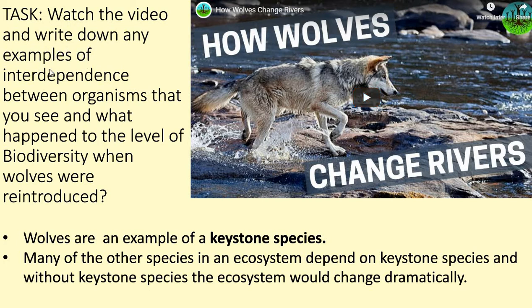So what I'd like you to do is write down some examples of interdependence between different organisms that you see within this video. As I say, wolves are an example of a keystone species, where many of the other species in an ecosystem depend on them, and without them, the ecosystem would change dramatically. So they are considered very, very important. So pause the video here, have a click on the link that I post, or search for this video and have a go at this task.